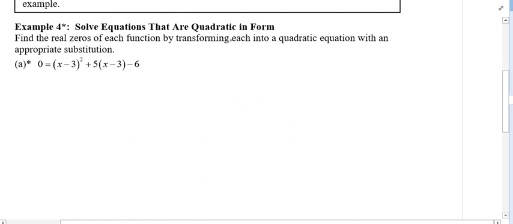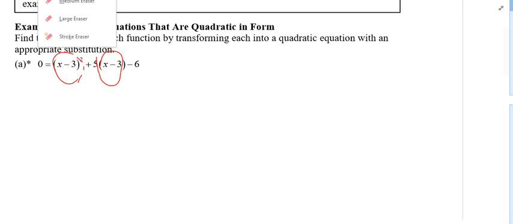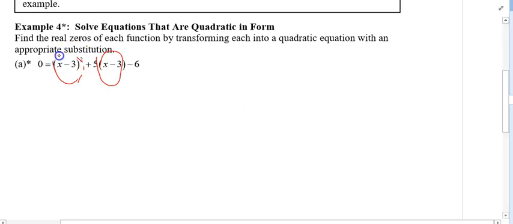So I've got this equation, 0 equals (x minus 3) squared plus 5(x minus 3) minus 6. So what I could do is go ahead and multiply this whole thing out and then solve it. But I can take a little bit of a shortcut. Because if you think about it for just a second, what if that right there was an x? Would I be in a quadratic form? And the answer is yeah. So what we're going to do is use that idea to actually solve this problem.